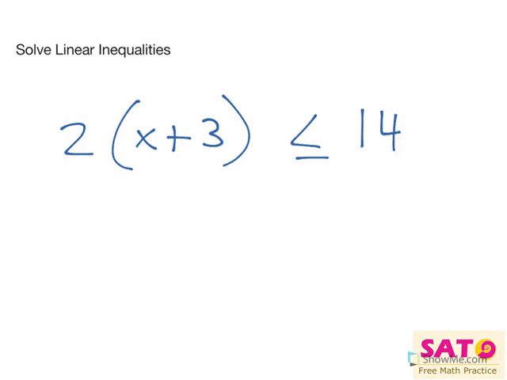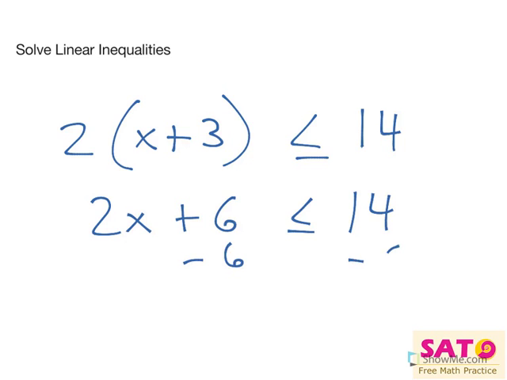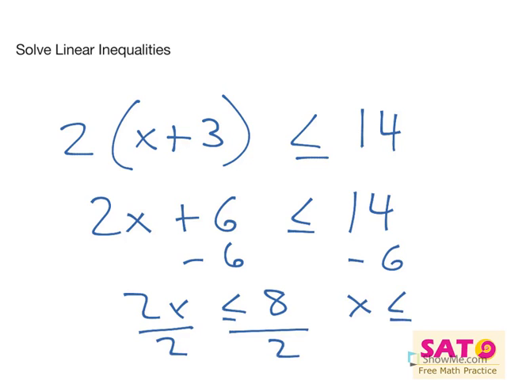So let's try this one. The first thing we need to do is distribute. So 2x plus 6, and same thing on the other side. Now, before we divide by 2, we need to get rid of the 6 by subtracting. 2x is less than or equal to 8. And then divide by 2, x is less than or equal to 4.